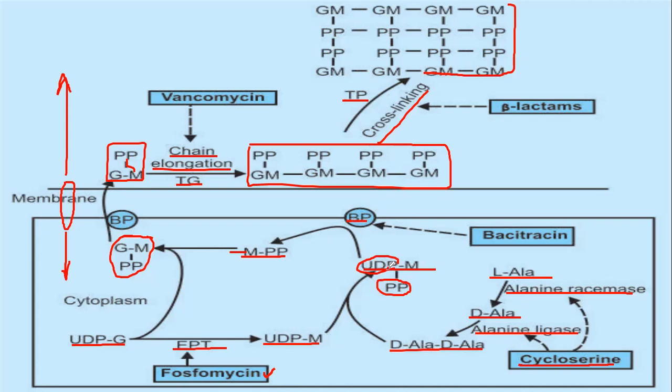N-acetylmuramic acid, and also you can inhibit the transportation of these functional units of the cell wall across the cell membrane simply by inhibiting bactoprenol.